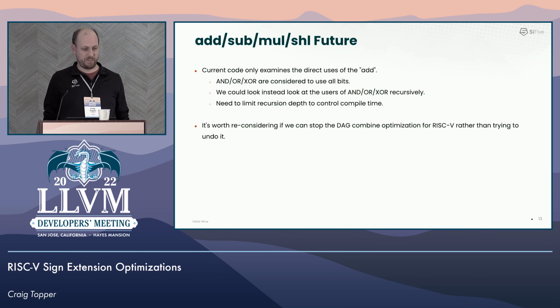They only demand the same bits as are demanded of them. So we could recursively look through the add, or, and XOR instructions to improve this. It's worth reconsidering if we can just stop DAG combine from doing this optimization on RISC-V rather than trying to undo it later.